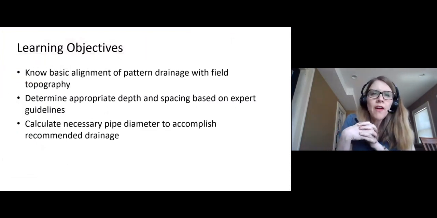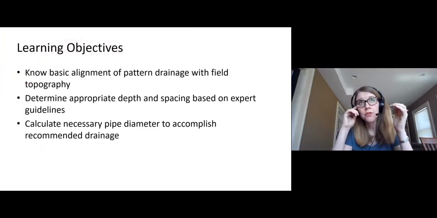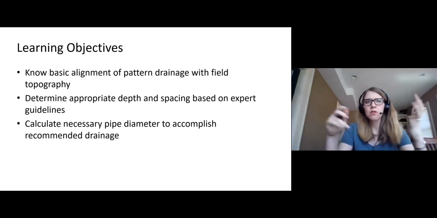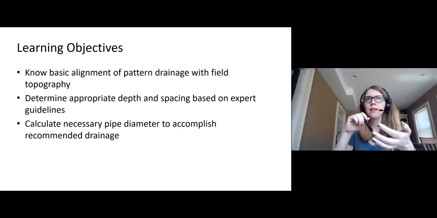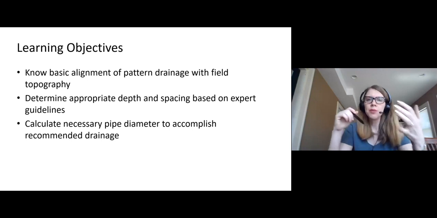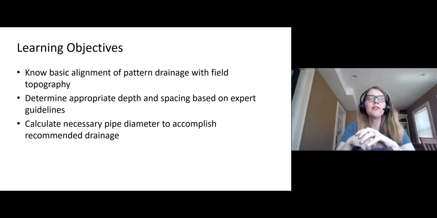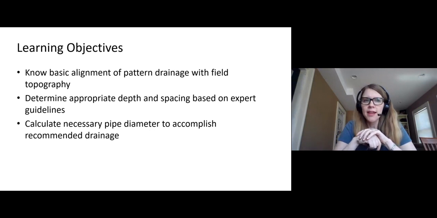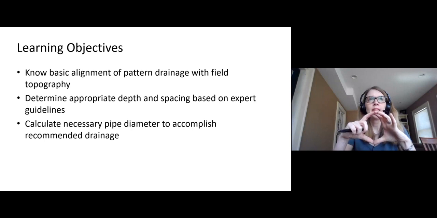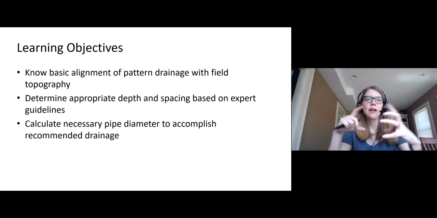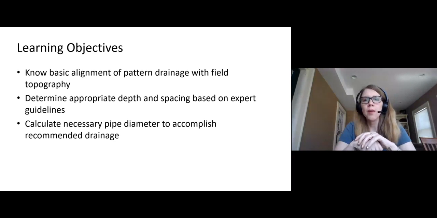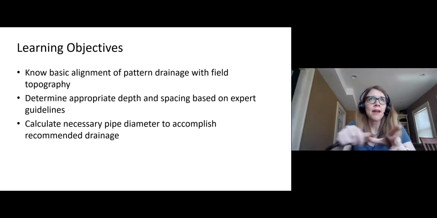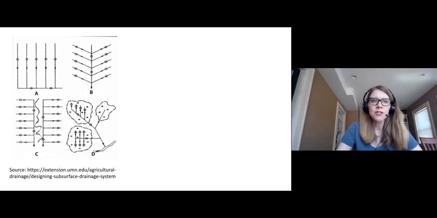Alrighty, today we're following up on our conversation about drainage by getting down into some of the nuts and bolts. We're going to talk about how we align drainage tile in a field, particularly pattern drainage. How do we use field topography to get the best performance of that system? How do we determine appropriate depth and spacing, using some expert guidelines? And then finally, how do we calculate the necessary pipe diameter for laterals and for mains in order to accomplish the recommended amount of drainage in our situation?